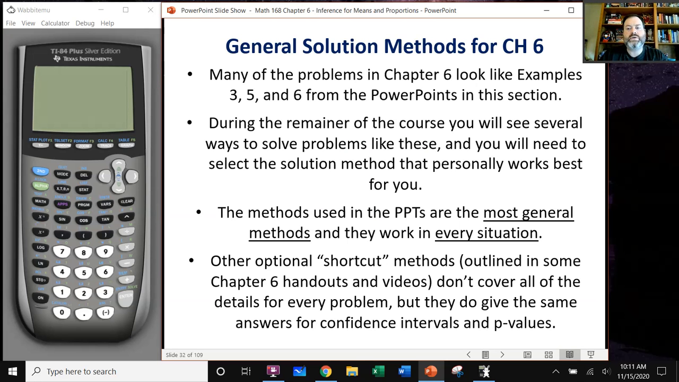During the remainder of the course, you will see several ways to solve problems like these, and you will need to select the solution method that personally works best for you. So I've talked about that a little bit, right? How much work you want to show.